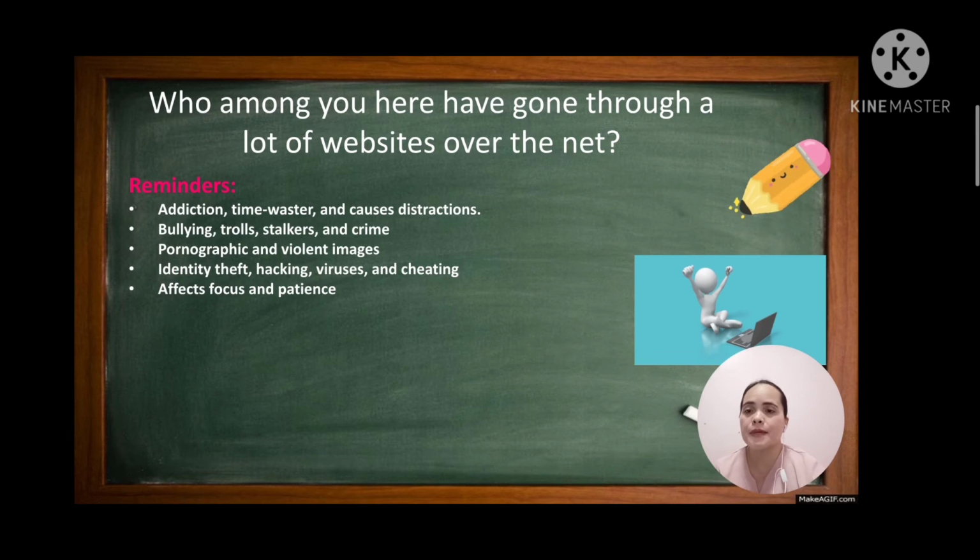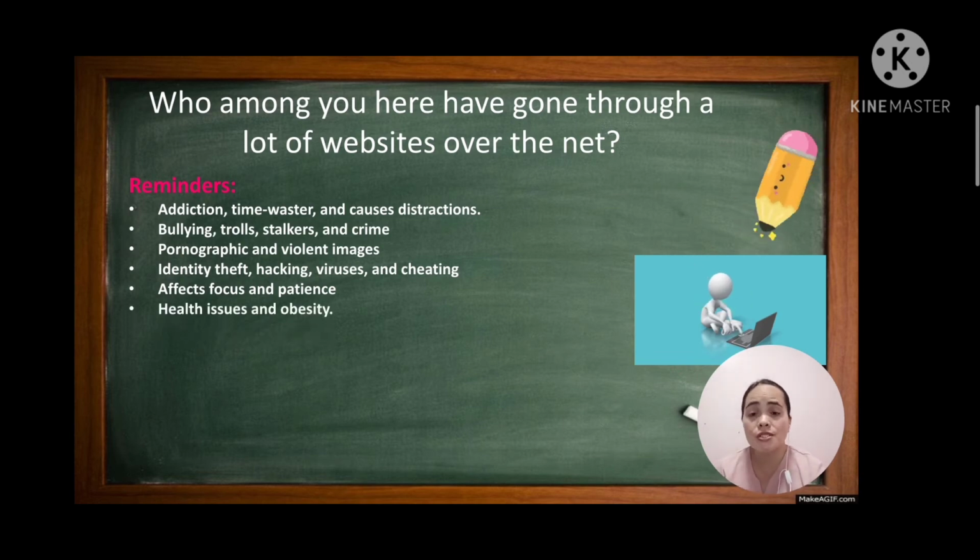Affects focus and patience. Then health issues and obesity, because if you are too much hooked up on the use of internet, you forget that it's already mealtime, especially those kids that are very addicted on mobile. What is that? Mobile Legends. They lack sleep. And about this obesity, because there are also other persons who overuse 24 hours use of internet, and they keep eating, and it makes them obese, very fat.